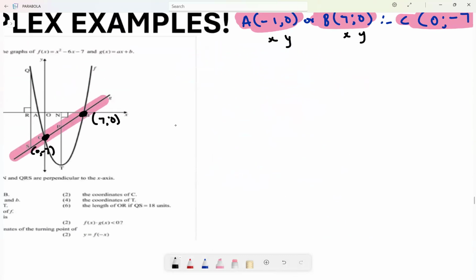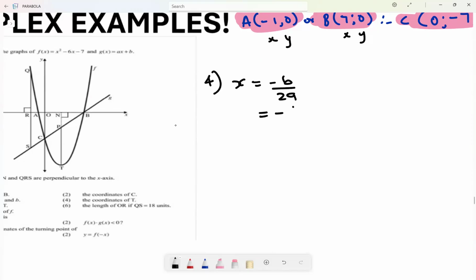Okay. The number 4, this was number 3. Number 4, the coordinate of t. What is t? T is the turning point. So I know for the turning point, in this format, x is equal to -b divided by 2a. I'm avoiding completing the square.